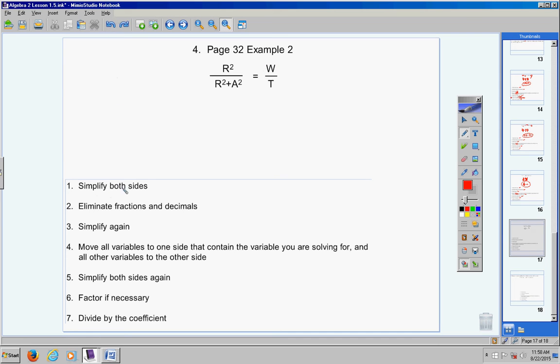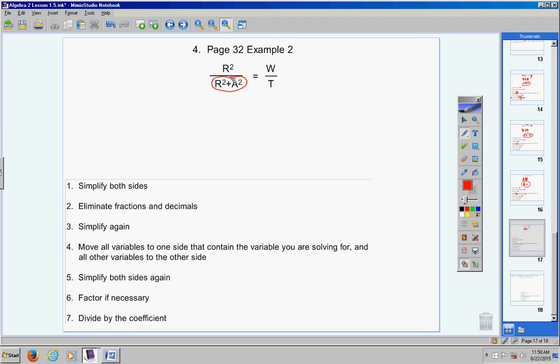Step 1, simplify both sides. Nothing we can do to simplify that. Oh yes, there's Mr. Hart. We can reduce. We can cross those off. Oh, please don't do that. But, cross it off. And no. Not when there's 2 terms down here.